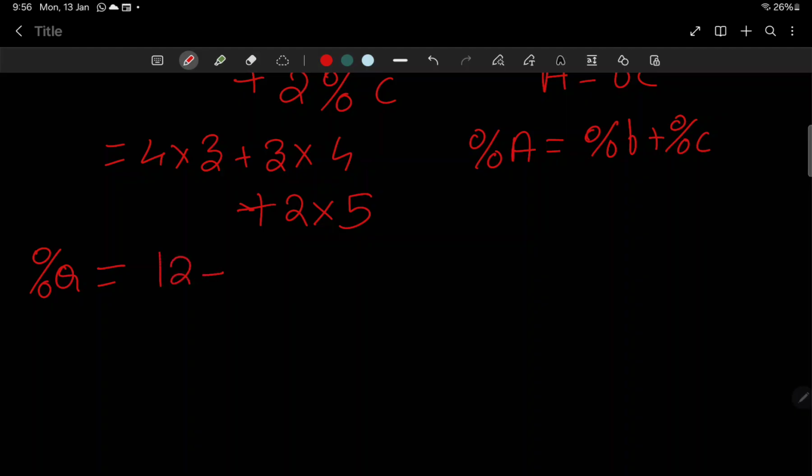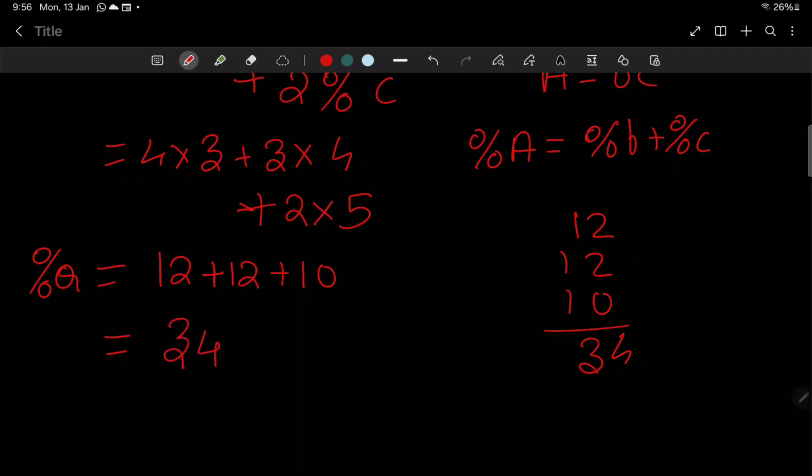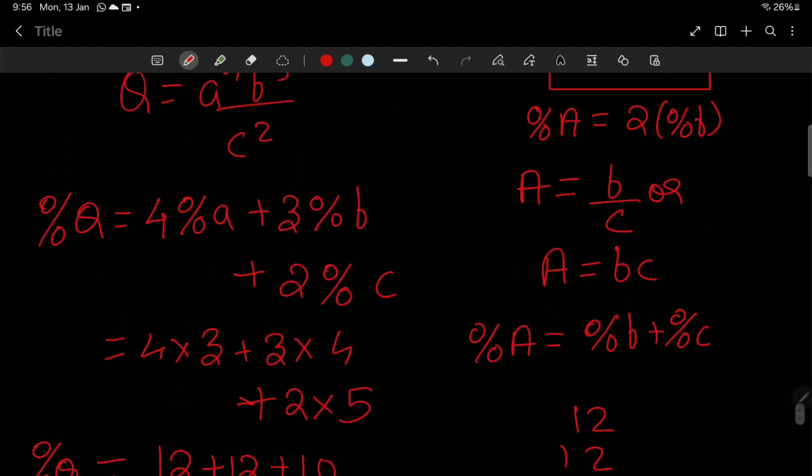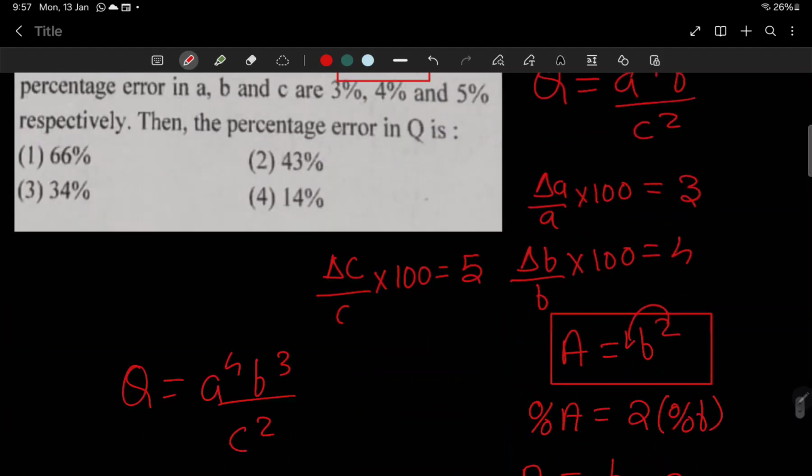Now multiply, you get the percentage error in Q. That is 12 plus 12 plus 10, that is 34 percentage. 34 percentage is the error. This is the answer. So simple question. Okay. Now next question.